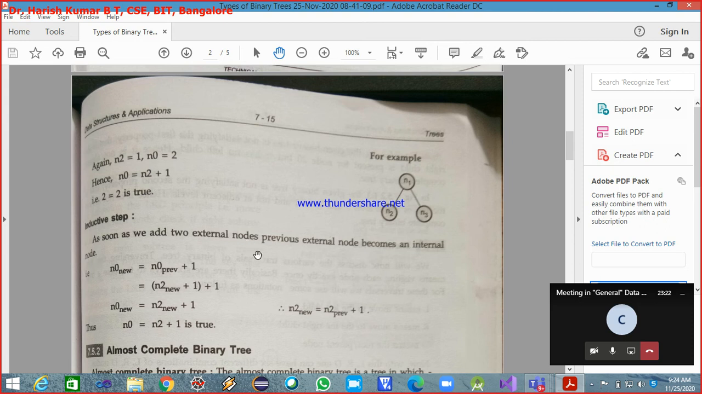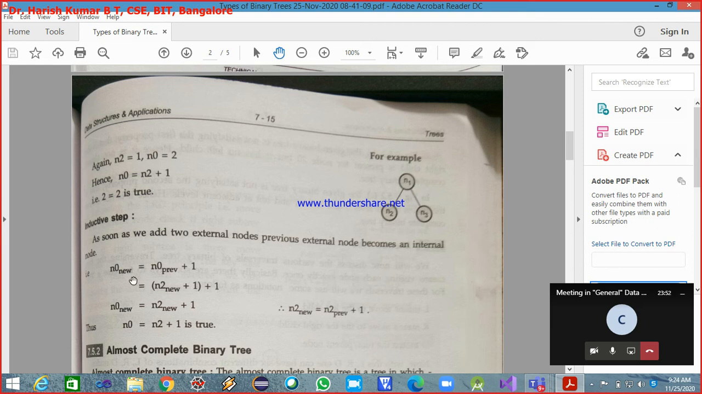When we add external nodes, the previous external node will become what? An internal node. Say N2 and N3 are not there. Is this the external node? Yes. Now I'm adding N2 and N3. After I add N2 and N3, this was an external node earlier, now converted into what? An internal node. Correct, right?